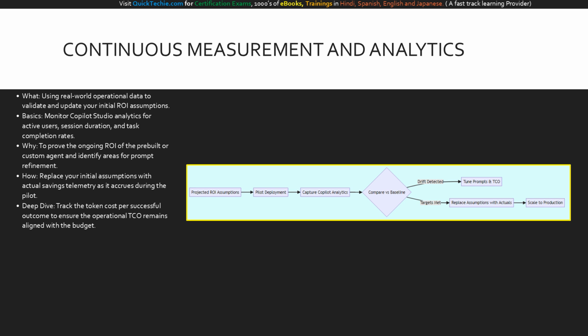If the real-world data shows higher costs or lower adoption, we take the top path to tune prompts and TCO, fixing the AI before scaling. However, if the targets are met, we take the bottom path to replace assumptions with actuals, firming up our business case with hard evidence. Finally, this validated, real-world ROI allows us to safely scale to production. This visual proves that ROI is not a static document, but a dynamic, data-driven lifecycle.